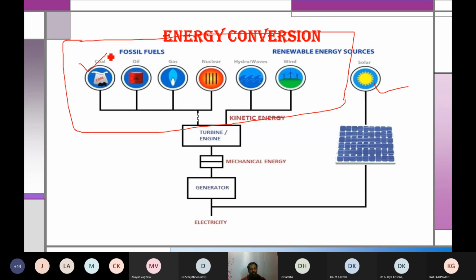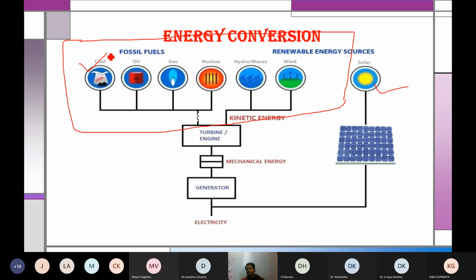Okay, if you go for renewable also, if you take wind, the wind will be striking the blades of your nacelle or turbine. So then your blades will rotate. That is connected to a low speed shaft, because the speed of the wind is very less, right? Then you'll have a gear mechanism which is used to increase the speed. Then that is connected to the high speed shaft, and then that is connected to the rotor of a generator, by which you'll be getting electric power.